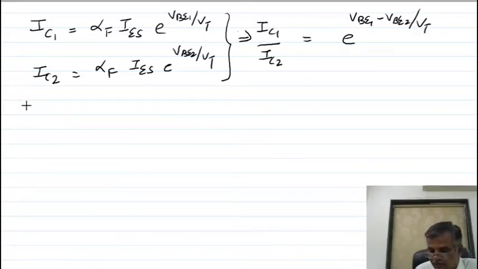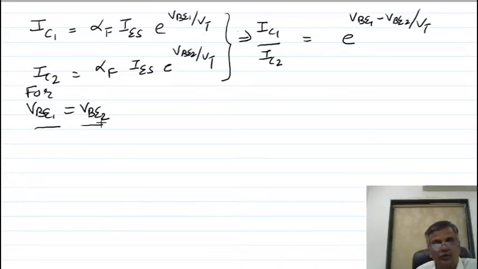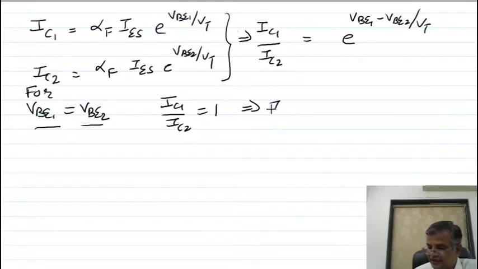Now we have written that VBE1 is equal to VBE2. For VBE1 and VBE2 equal, I can write IC1 upon IC2 is 1, meaning IC1 is nearly equal to IC2.